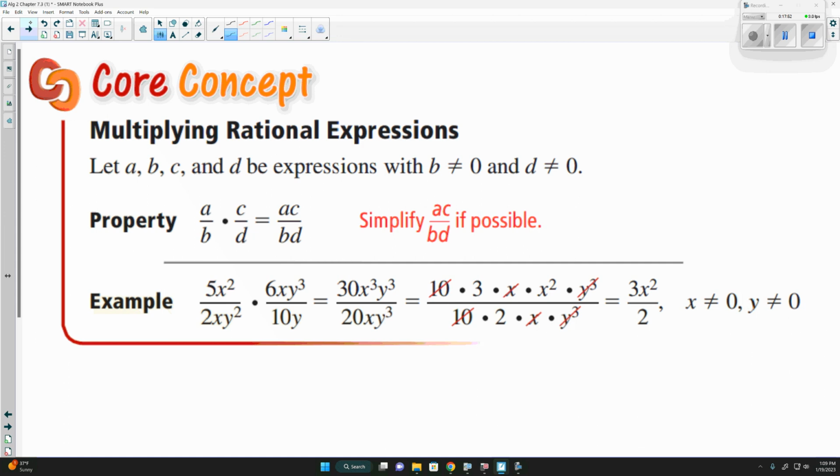The next thing we're doing is multiplying rational expressions. So we multiply two rational expressions. We multiply numerators with numerators, denominators with denominators, top with top, bottom with bottom. We multiply straight across. And whatever we have in common on top and bottom will cancel out.